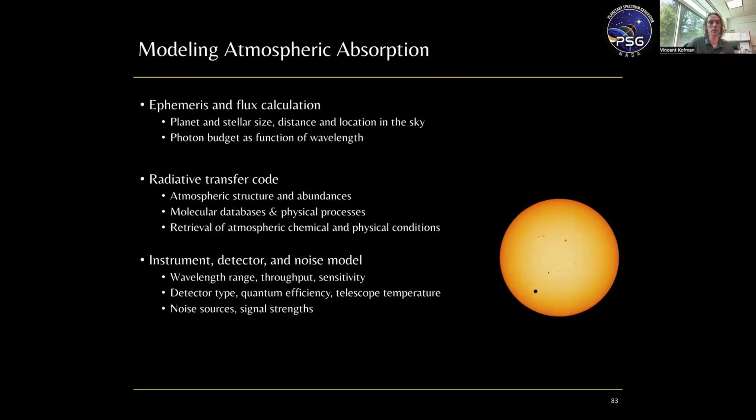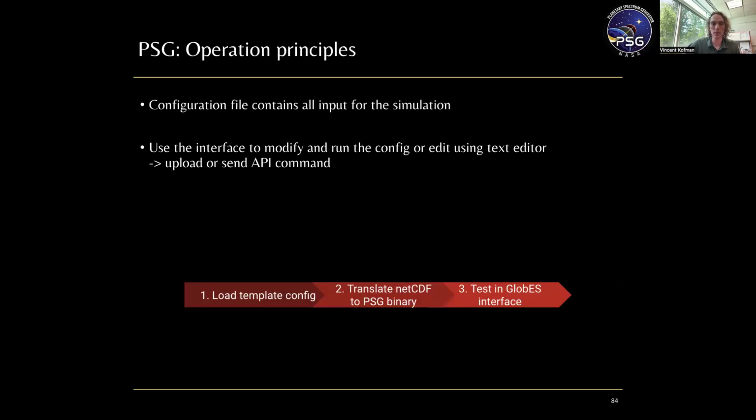I won't go over that in this talk. And then there's the instrument detector and noise model. So these are essentially the three different boxes as we see them in PSG, and here they are described in a little bit more generally used scientific terms. Then let's go to the operation principles on the next slides.